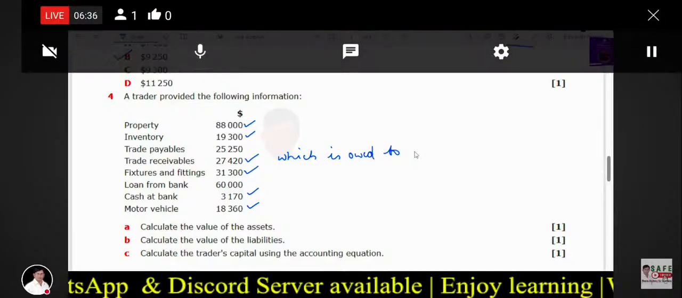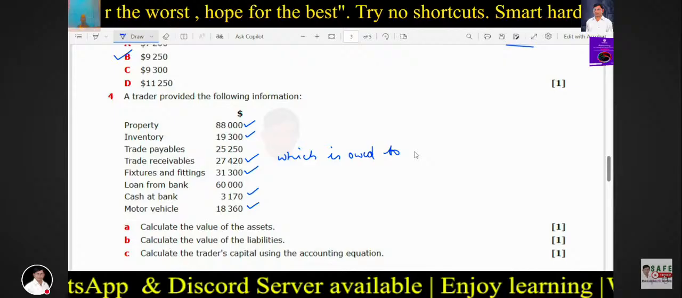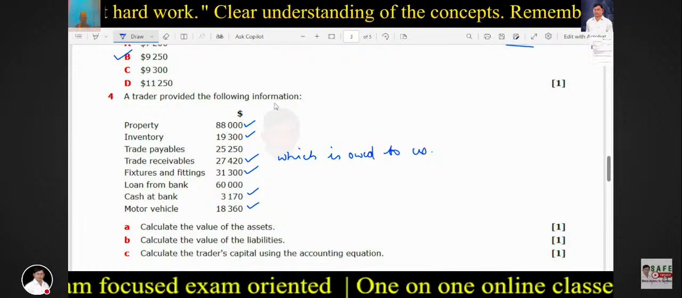And fittings 31,300, cash at bank 3,170, motor vehicle. So you have to add all this. So 88,000 plus 19,300. Let us just check 88,000 plus 19,300 plus 27,420 plus 31,300 plus 3,170 plus 18,360.